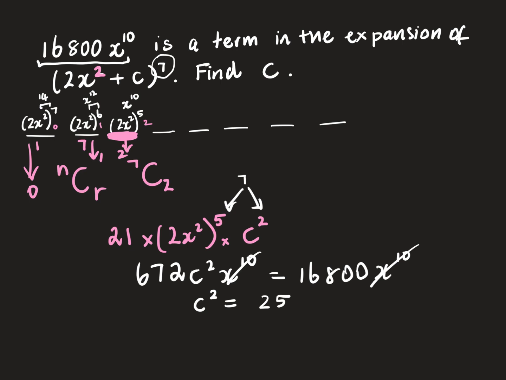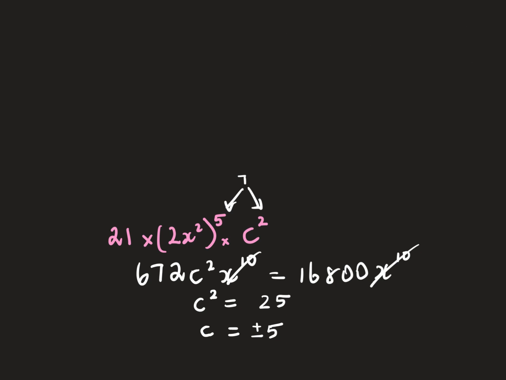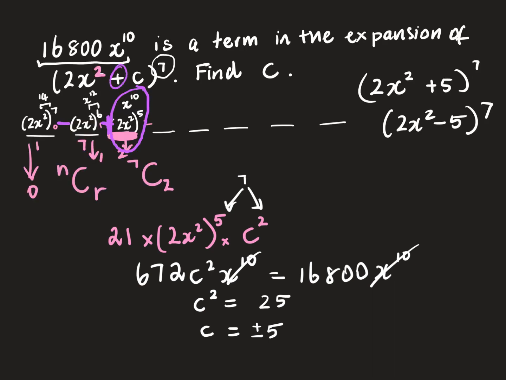Now, this last step here is where some of you might go wrong. If c squared equals 25, we've actually got 2 answers here. C is equal to plus or minus 5. So this expression could be 2x squared plus 5 all to the power of 7, or it could be 2x squared minus 5 to the power of 7. And that is because this term here, the one that we're looking at, could be negative, but this one will always be positive, whether or not there is a plus or minus. So we've got both of these answers. C could be plus or minus 5.